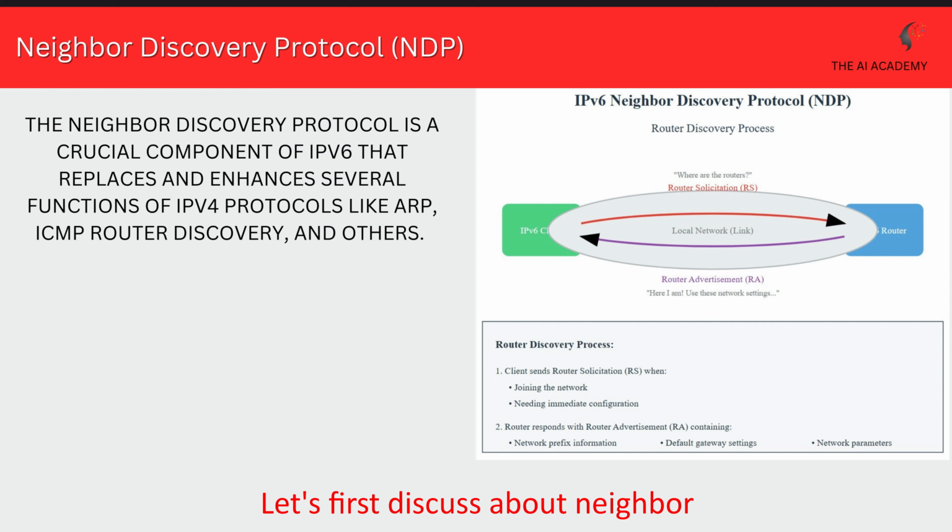Let's first discuss the Neighbor Discovery Protocol, NDP. The Neighbor Discovery Protocol is a crucial component of IPv6 that replaces and enhances several functions of IPv4 protocols like ARP, ICMP router discovery, and others. Let's explore its role and vulnerabilities, as well as strategies to mitigate potential risks.